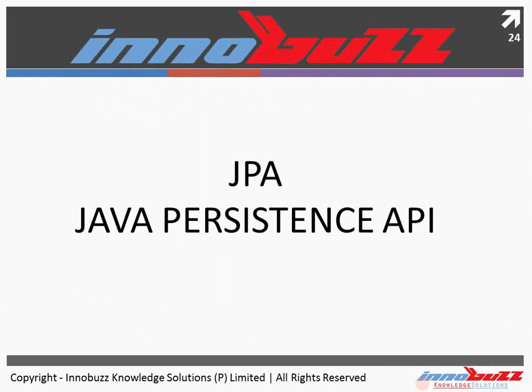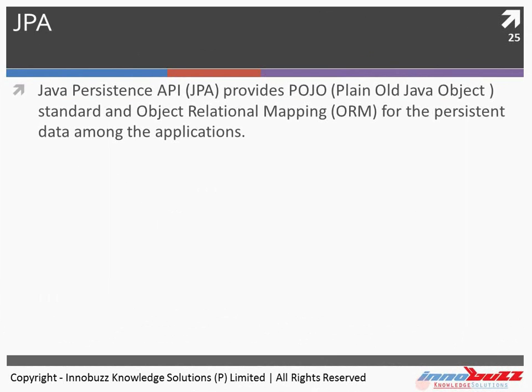JPA, that is Java Persistence API. Java Persistence API provides a plain old Java object, standard and object relational mapping for persisting data among applications. ORM is nothing but a programming technique. That is, object relational mapping is a programming technique which helps in mapping Java objects provided in the Java class with the relational database columns, rows or tables.